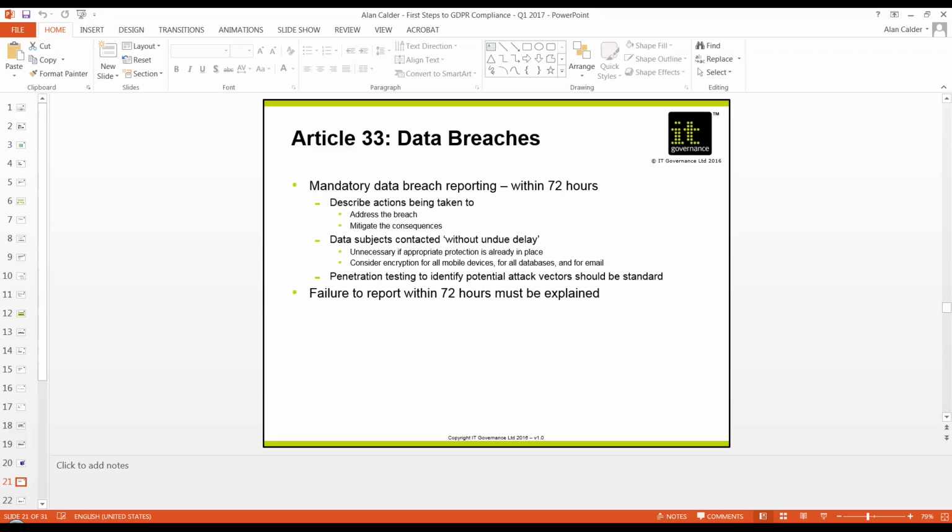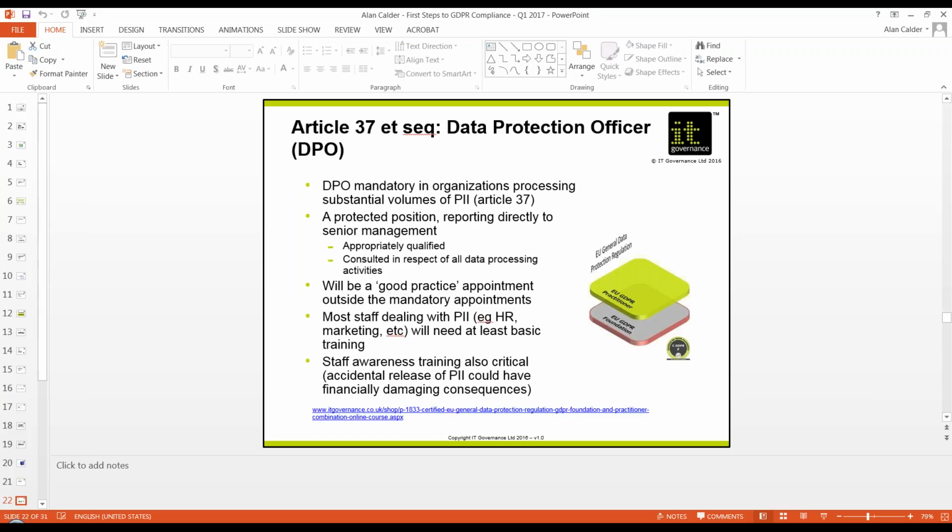Article 33 then deals with the mandatory breach reporting that I mentioned earlier on, the requirement to report a data breach, anything which leads to the compromise of the confidentiality, integrity or availability of personal information. And bear in mind that can include an accidental deletion of a record or folder. It can include an accidental release of information into the wild. Accidents count just as much as do deliberate breaches. You've got to report that within 72 hours and contact data subjects without undue delay unless you've already got in place appropriate protections which ensure that the data subjects are not going to be hurt. Any failure to report within 72 hours itself must be explained, so you probably don't want to be doing that.